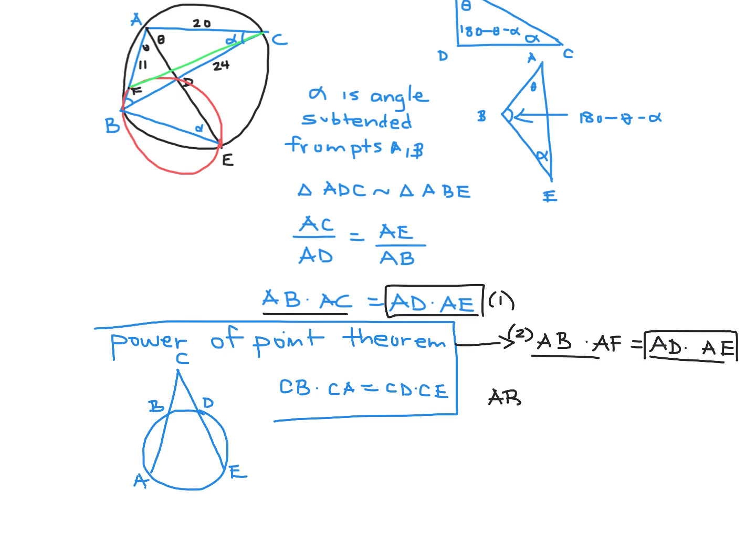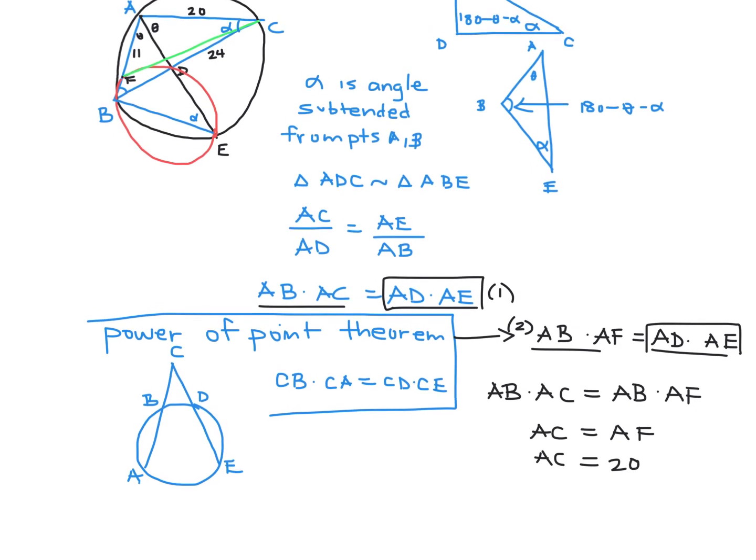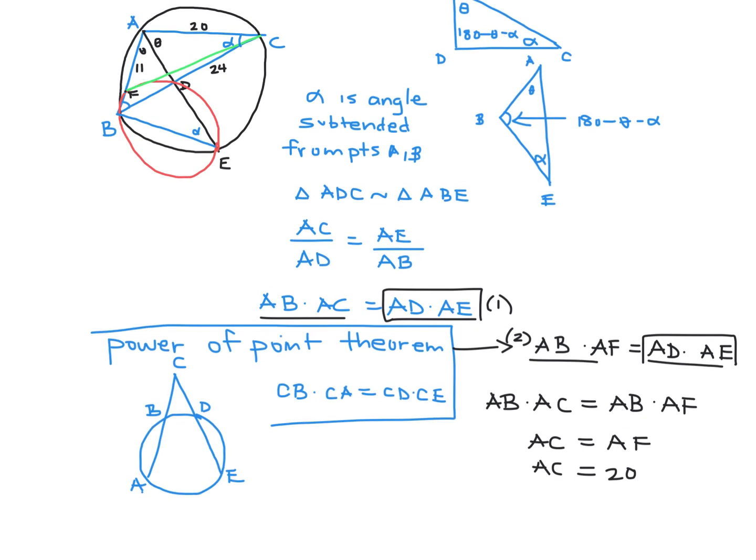That means AB times AC must be equal to AB times AF. And lo and behold, you get that AC is equal to AF. And AC, they told you, is 20 in the question. And there you go. That is all that hard work to get that AF is equal to 20. AC equal to 20, we already know that, but we had to conclude that AF is equal to 20. Got it? Not AB, AF.